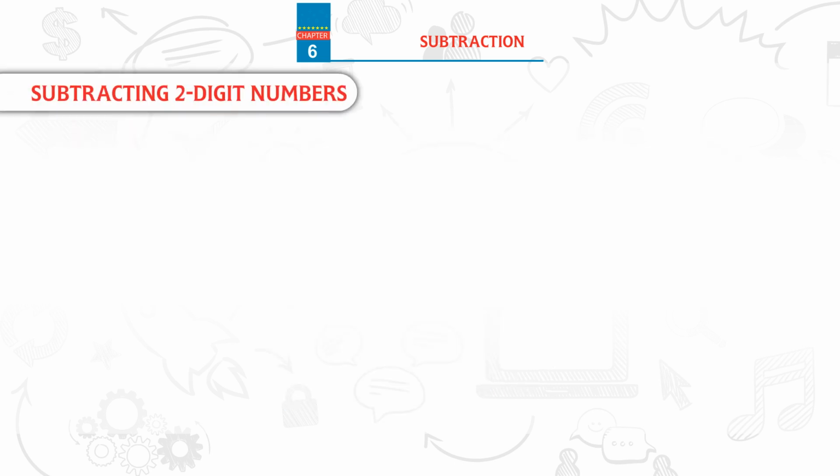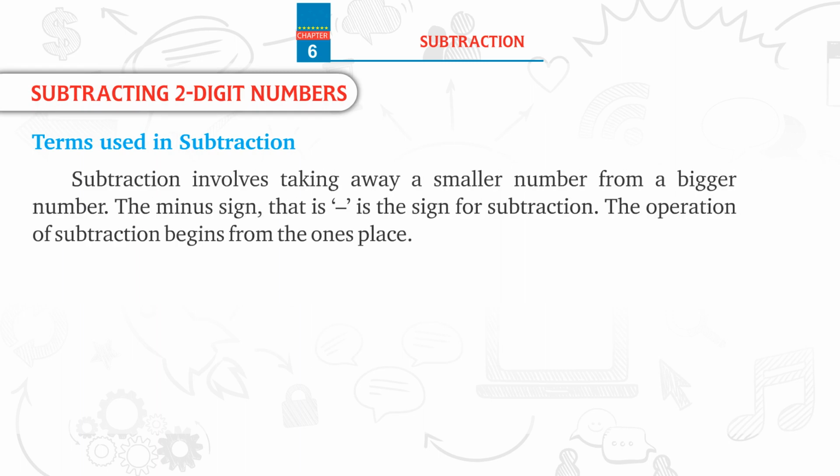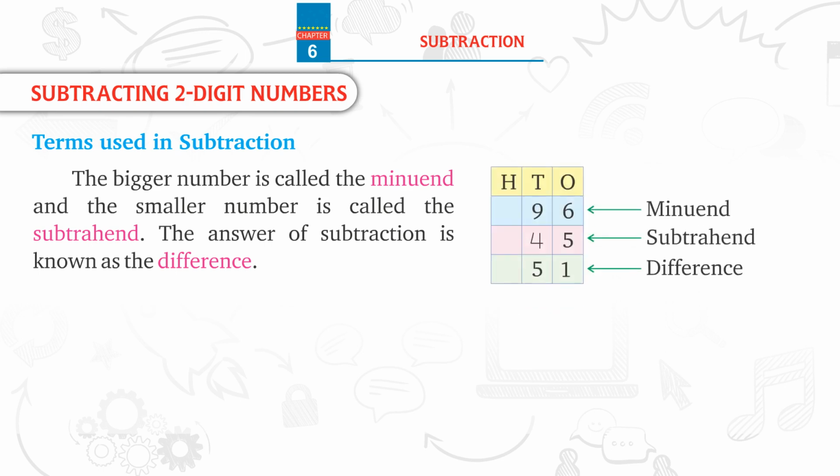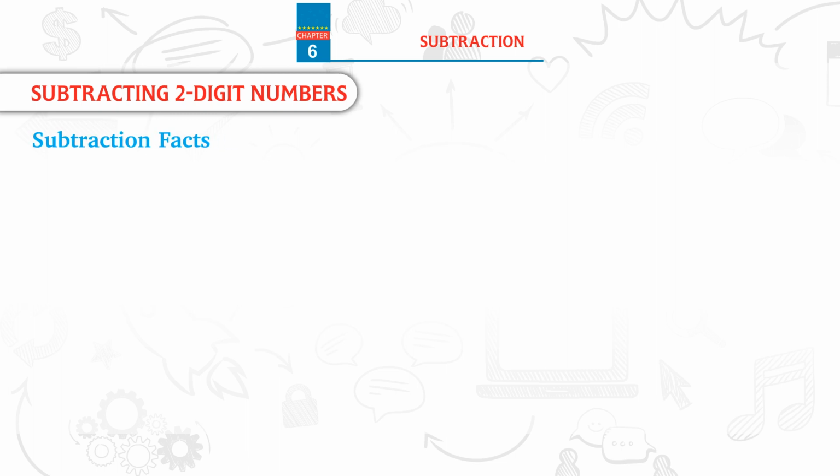Subtracting two-digit numbers. Terms used in subtraction. Subtraction involves taking away a smaller number from a bigger number. The minus sign is the sign for subtraction. The operation of subtraction begins from the ones place. The bigger number is called the minuend and the smaller number is called the subtrahend. The answer of subtraction is known as the difference. Minuend, subtrahend, difference.